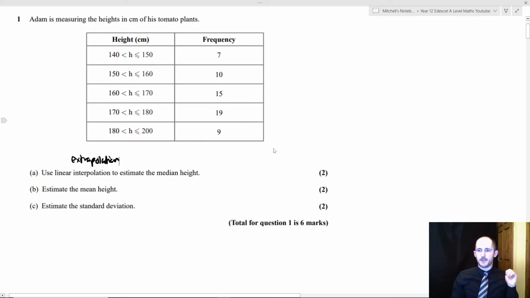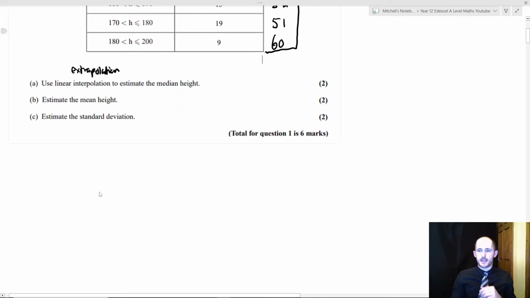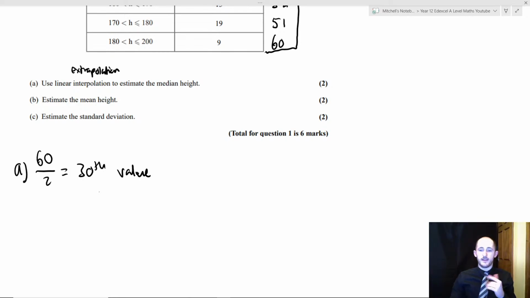So what we want to do here is add another column for cumulative frequency, okay? So we'll start with that. So again, that's going to be 7, then 17, then 32, then 51, and then 60. Okay, and this will just help us work out the median. So to work out the median normally, we take the number of data that we have, which in this case is 60, and we halve it. So we're looking for the 30th value. And again, this is just to explain exactly why we need interpolation.